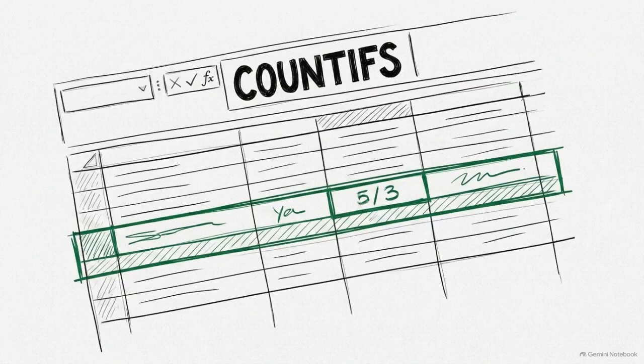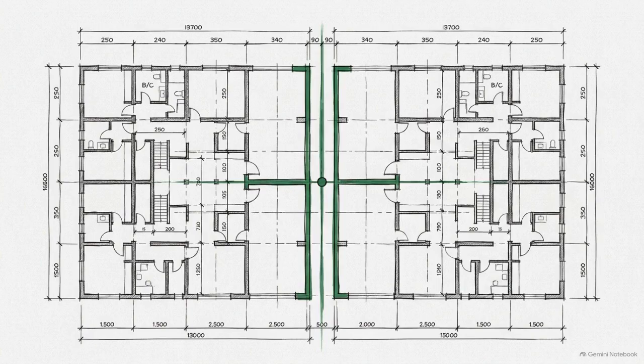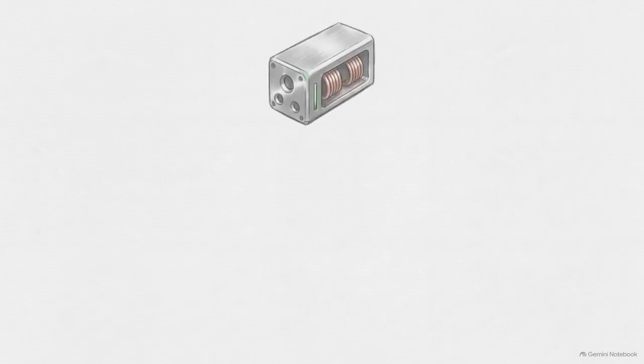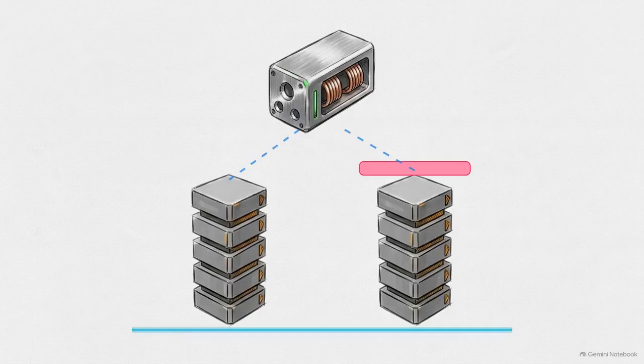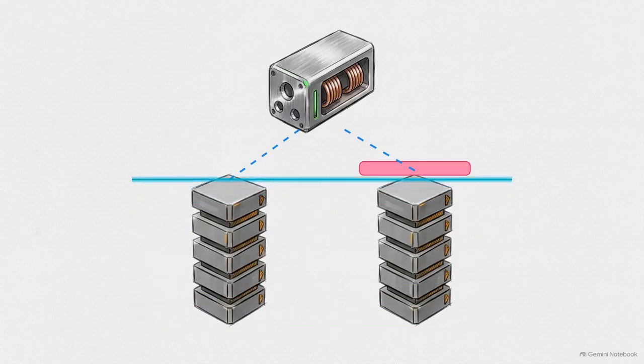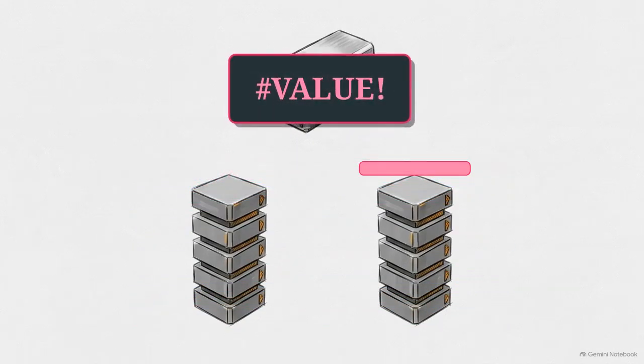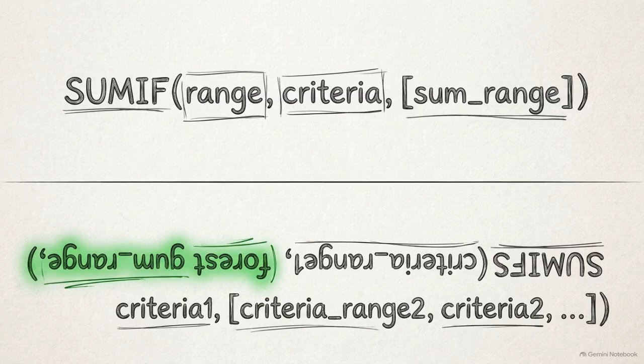Conditional aggregation functions like COUNTIFS and SUMIFS solve this by targeting specific criteria. However, they are bound by a strict operational law, geometric dimensionality. The calculation engine requires that all specified criteria ranges possess mathematically identical dimensions. Attempting to compare a 100-row range against a 101-row range forces a physical clash in the engine, resulting in an immediate #VALUE! error. The architecture of SUMIFS also introduces a structural inversion compared to the legacy singular SUMIF function.